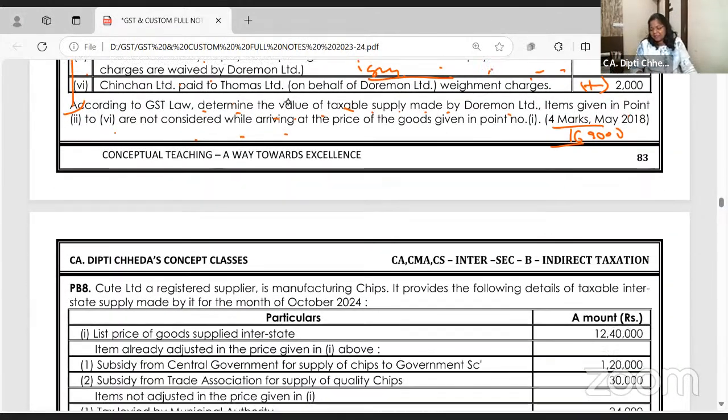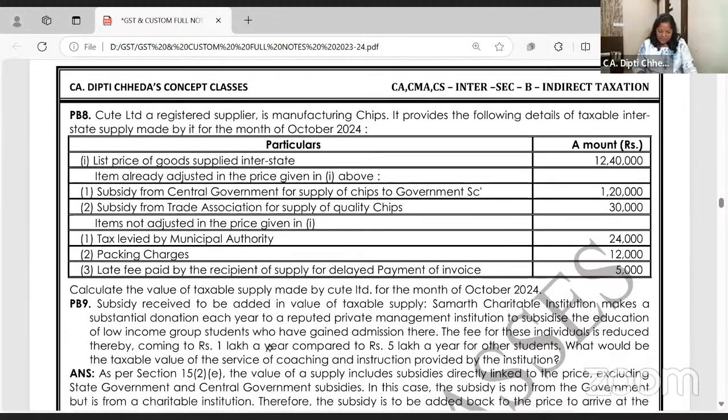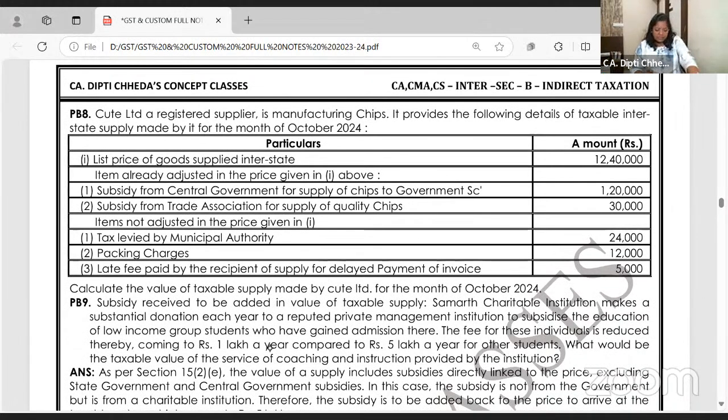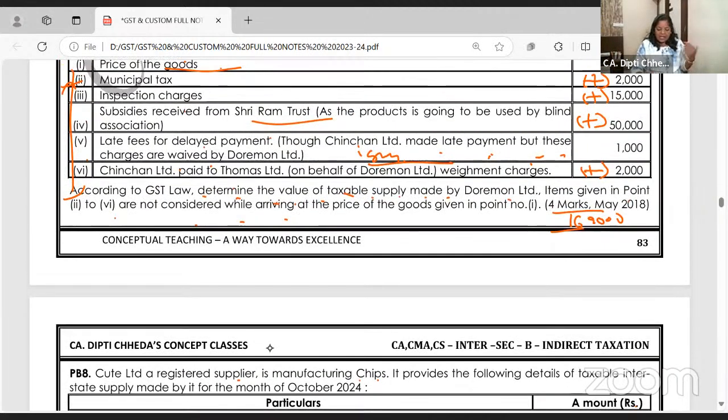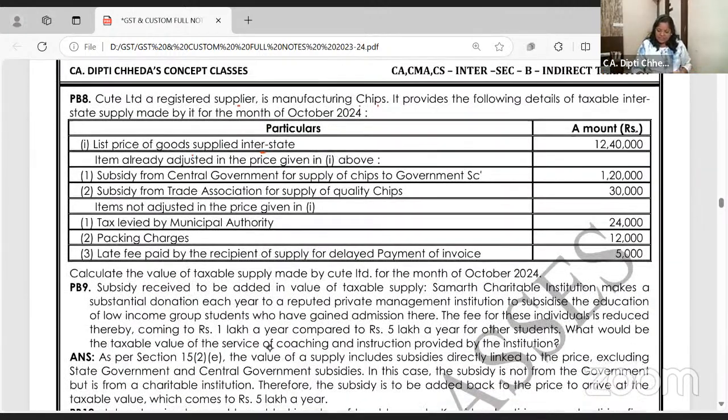Easy. Please do in your notebook the sums we are doing orally. Okay, do one sum yourself. I'm reading it for all of you. Quickly. And the next 3 sums, the answers I have printed because they are theory concepts. Cute Limited, very cute. A registered supplier manufacturing chips. It provides you the details. The list price of chips is given. Items already adjusted. See, items ignored, already adjusted. Subsidy from central government.